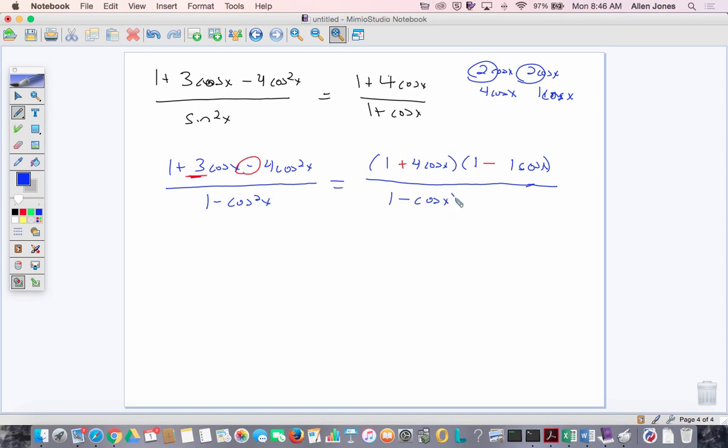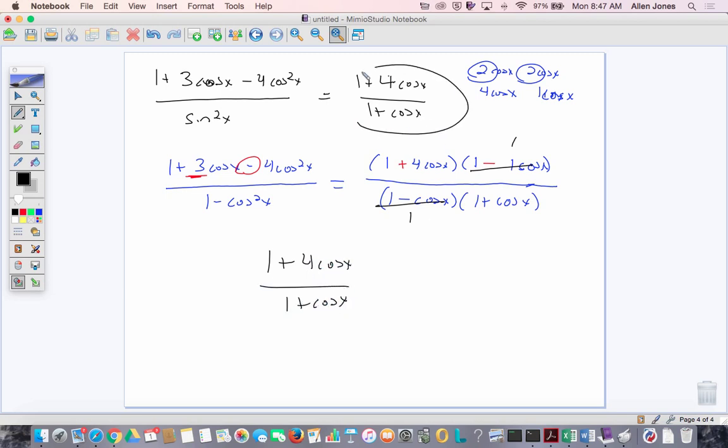Since I factored that, I take a closer look at my denominator. That's the difference of 2 squares. So I'll factor that as 1 minus cosine times 1 plus cosine. So we saw 2 of our 3 factoring techniques there. Difference of 2 squares in our denominator, factor the trinomial in our numerator. Between numerator and denominator, hopefully we recognize the 1 minus cosines will cancel, and we're left with 1 plus 4 cosine over 1 plus cosine, which is what we were trying to get to back up here.